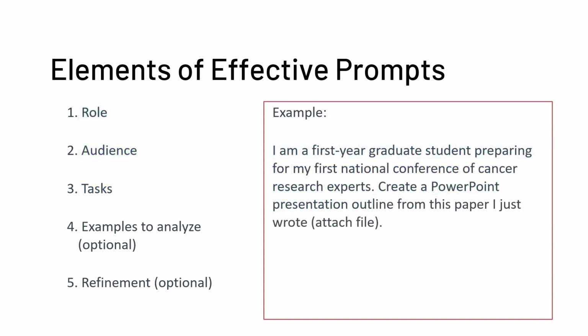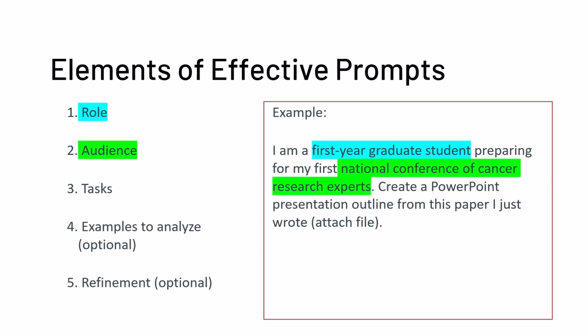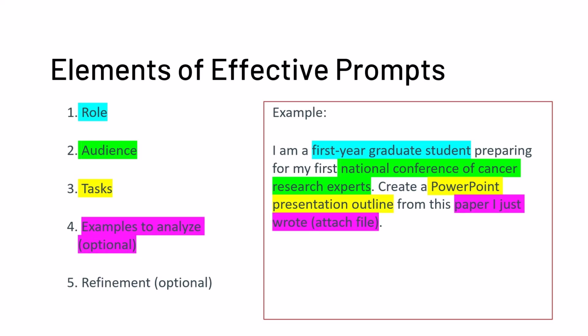Here's the next example. I am a first-year graduate student preparing for my first national conference of cancer research experts. Create a PowerPoint presentation outline from this paper I just wrote. The role here is you, a first-year graduate student. The audience is the attendees at a national conference of cancer research experts. The task is to create an outline for a PowerPoint presentation, and this prompt includes an example for the AI tool to analyze. In this case, it will review the paper you wrote and attached in order to create its outline.